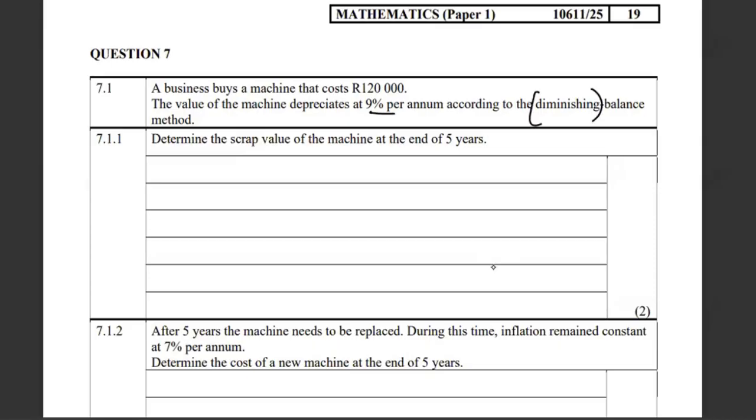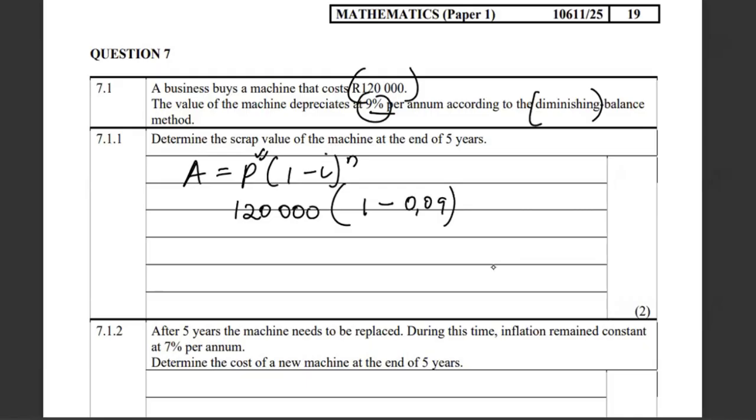Sometimes we call it the reducing balance method. So reducing balance is 1 minus i to the exponent of n. So 120,000 is the initial value, or the P, into 1 minus 9%, which is 0.09, to the exponent of 5. So P is 120,000, our n is 5, and then our i is 0.09 per annum.